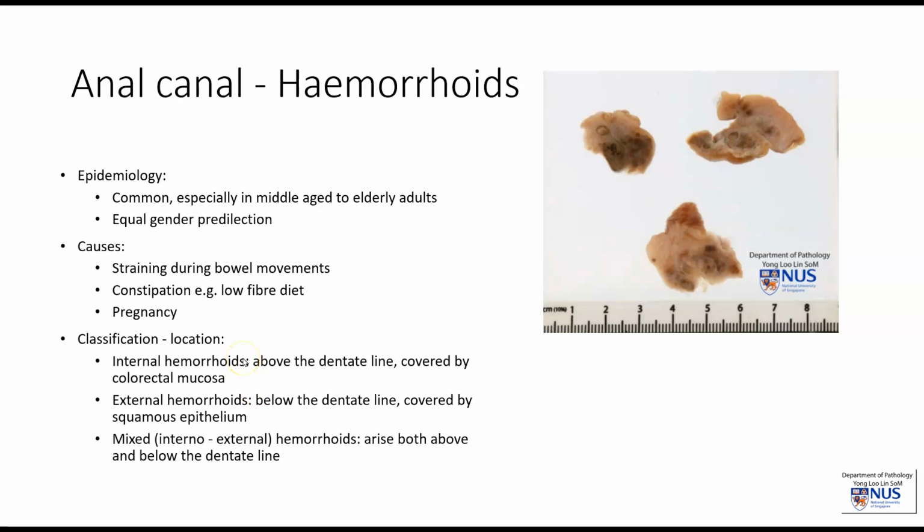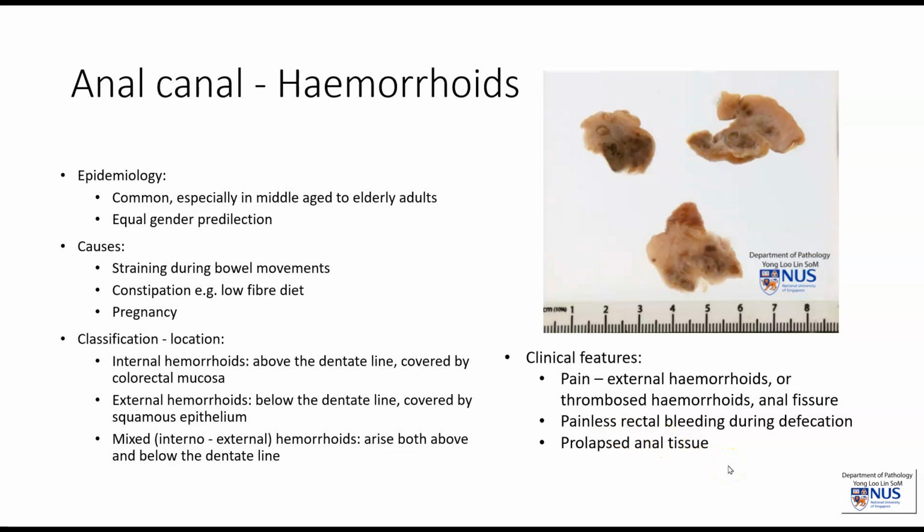Hemorrhoids are classified according to their location, so they can be internal. This means that they are above the dentate line, and hence the overlying mucosa is colorectal type mucosa, so glandular mucosa. They can be external, which means that they are below the dentate line and hence covered by stratified squamous epithelium. And they can also be mixed internal-external hemorrhoids and straddle the dentate line.